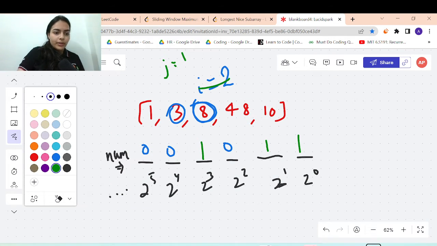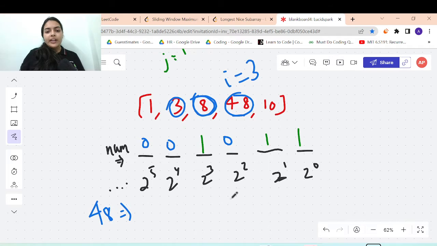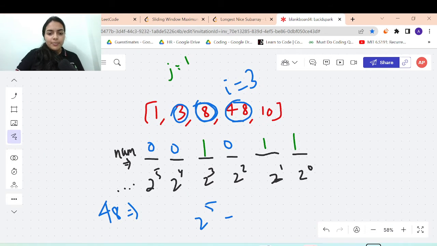Now let's go forward. No problem till now, no problem at all. Now let us go to i equal to 3. Now we see the number 48. Now let us write the representation of 48. What is 48? Okay, 48 is 2 power 5 plus 2 power 4, right? 32 plus 16. So the binary representation of 48 is this.